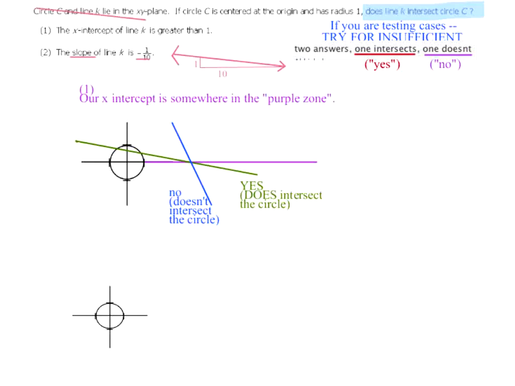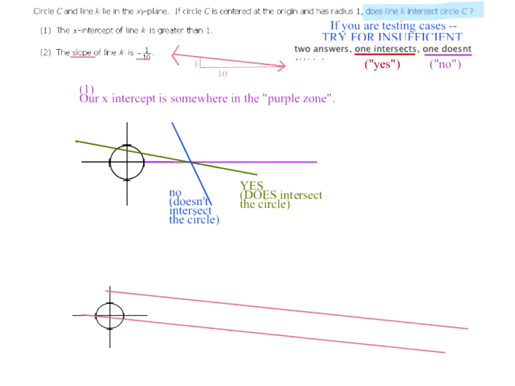So where can we put that? Well, you can put it anywhere as long as you give it that slope. So this could be a no if it's over there, or it could be a yes. So still insufficient. That one has the right slope and doesn't intersect, and this one has the right slope and does intersect the circle. So that's not sufficient either. Statement 1 wasn't sufficient, and statement 2 is not sufficient either. So what we have to do now is do it together.